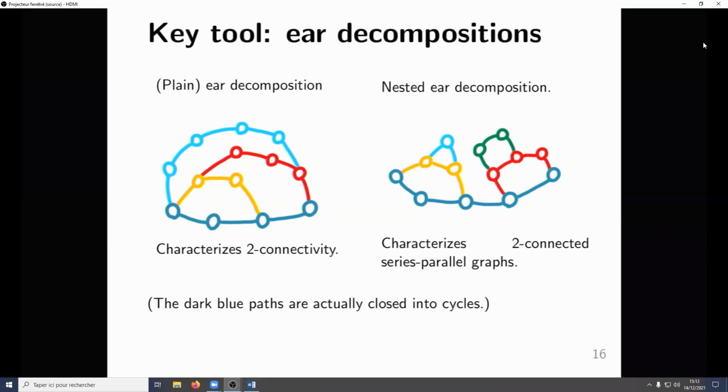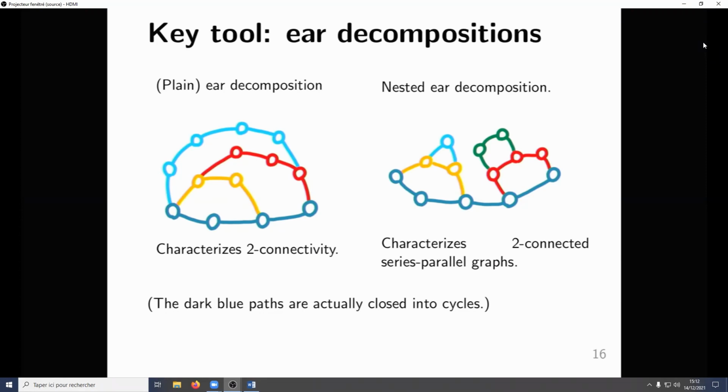And a plain ear decomposition, or just an ear decomposition, is the following thing, the thing in the picture on the left. So what did I do here? First you should imagine that the dark blue path closes into a cycle. I just didn't draw the cycle completely. Now I start with this dark blue cycle, and then I add a path, this yellow path, and then another path, this red path, and then the light blue path. You see that I have this iterative procedure to build graphs. Okay, that's a nice procedure.